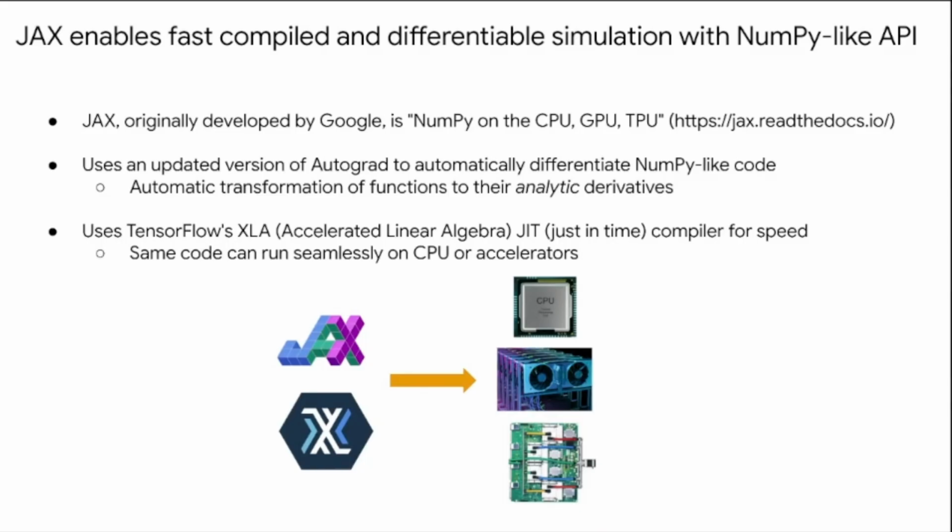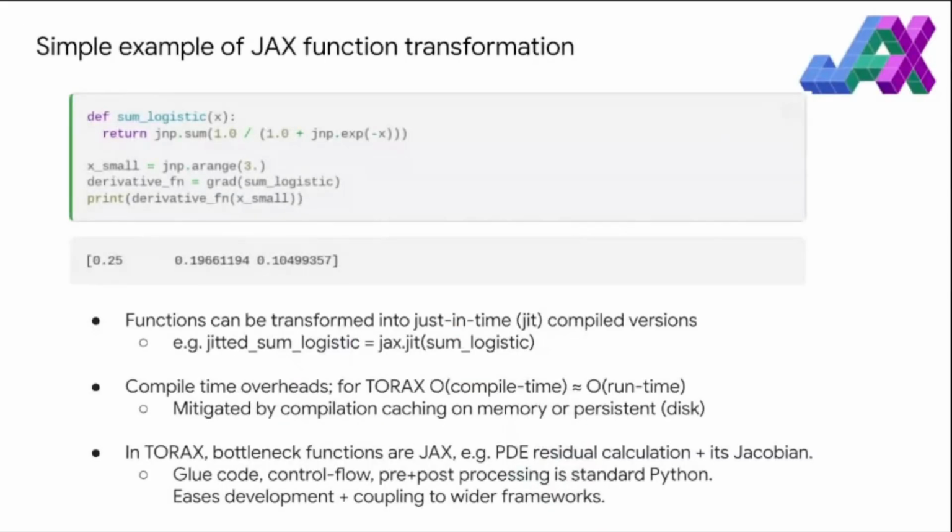So JAX was developed for ML, but also helpfully, due to its NumPy-like API, it's really powerful for scientific computing as well. So here's just a quick example. This is a classic function used in ML, summing the logistic function. So you get a scalar output, and to transform this logistic function to its derivative, it's just a function call which transforms it, and then you can call this new function and you get the derivative. And similar transformations transform functions into their just-in-time compiled versions as well.